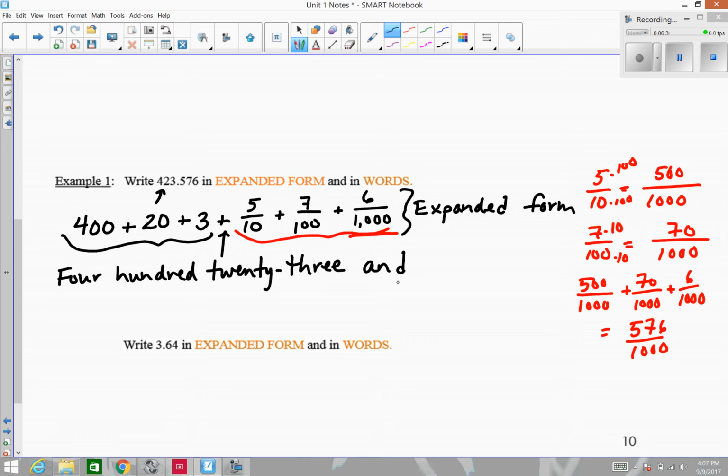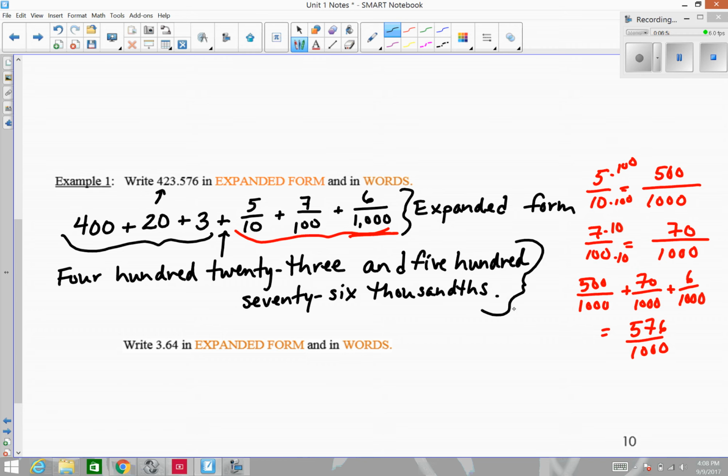So I'm going to put after the and 576 thousandths. All right, so now this is our decimal number written in words.